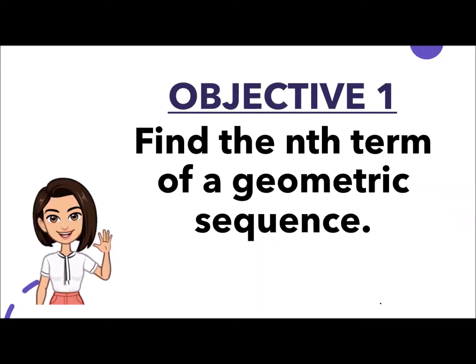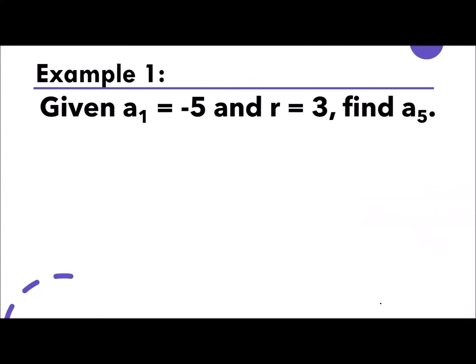So let's start in solving. Objective number 1, we need to find the nth term of a geometric sequence. So let's have this first example. Given that a sub 1 is equal to negative 5 and r is equal to 3, find a sub 5 or the fifth term. So, nandiyan na yung mga given.